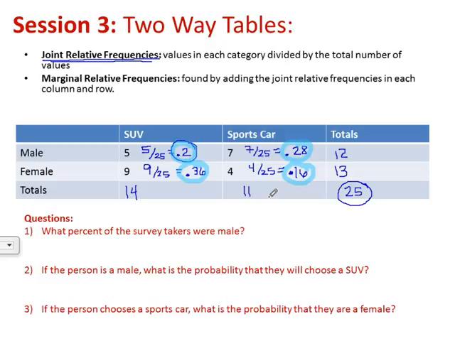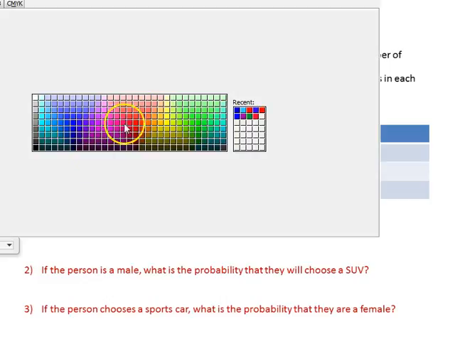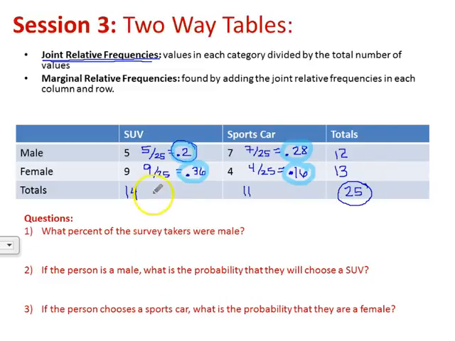And then I can do the same thing for my marginal relative frequencies. So remember, the marginal values were those total values. So the marginal frequencies are the totals. So I'm going to do the same thing. I'm going to change my colors up since we're talking about marginals. I'm going to take 14 and divide it by 25, and I'm going to get my decimal, 0.56. And then 11 divided by 25, I get 0.44.